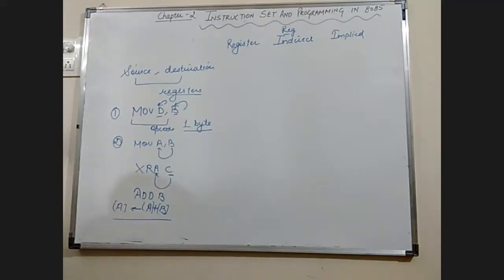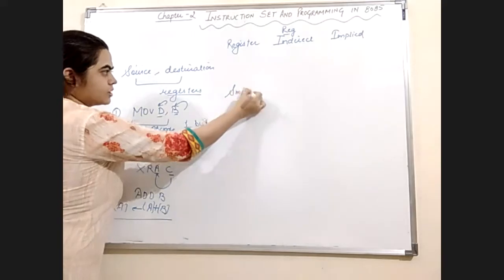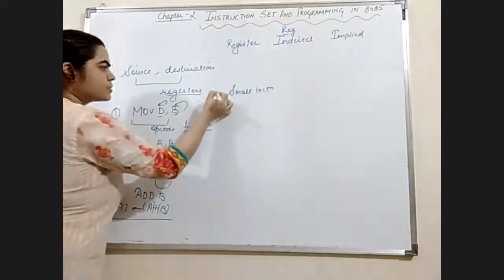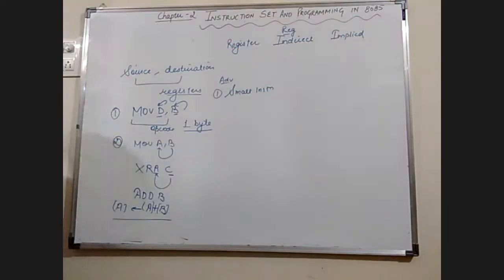Now students, what is the advantage of these types of instructions? The advantage is that these are smaller instructions, because they occupy only 1 byte of memory. So these are small instructions. Now, what is the disadvantage of these types of instructions?